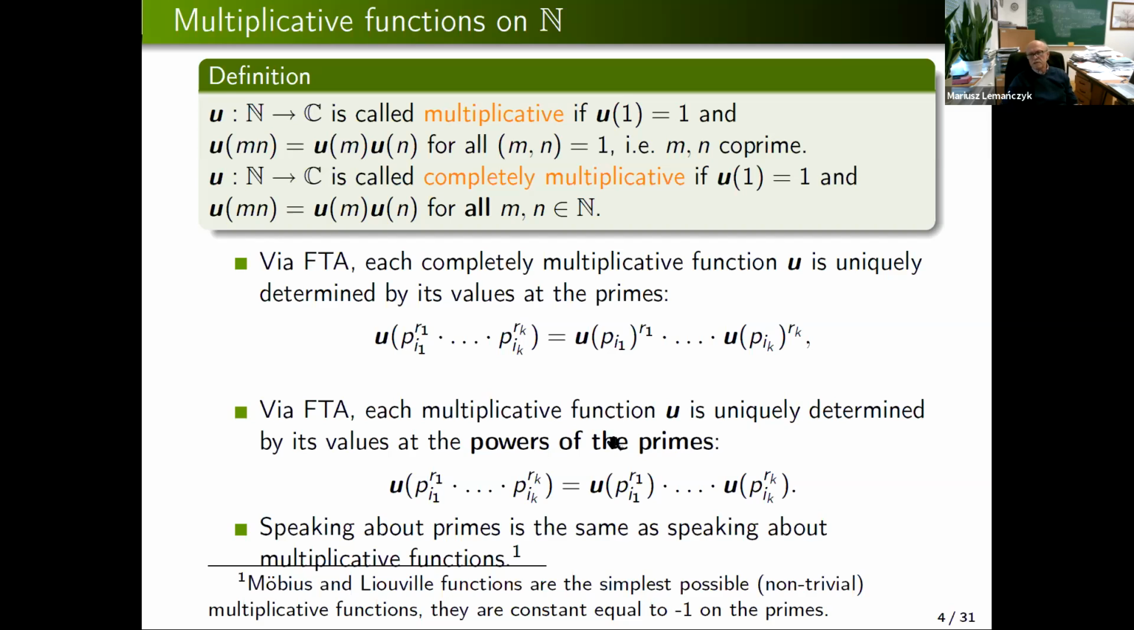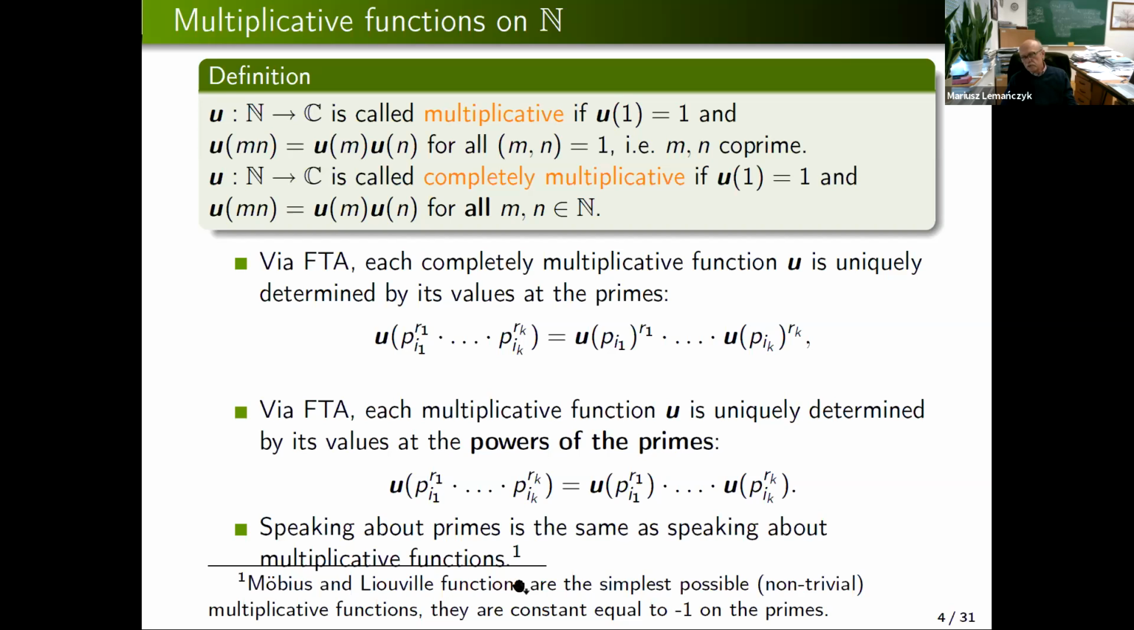Then you may wonder, what are the simplest possible multiplicative or completely multiplicative functions which are non-trivial? Of course, if you put on all primes the value equal to 1, then you will obtain a function which is everywhere equal to 1. Just look at this formula. So we have to do something with the values on the primes. And you will see on the next slide two classical functions, the Mobius and the Liouville function.